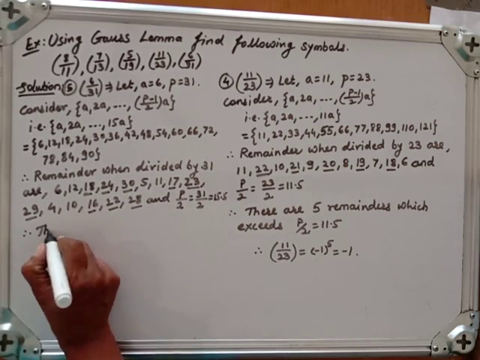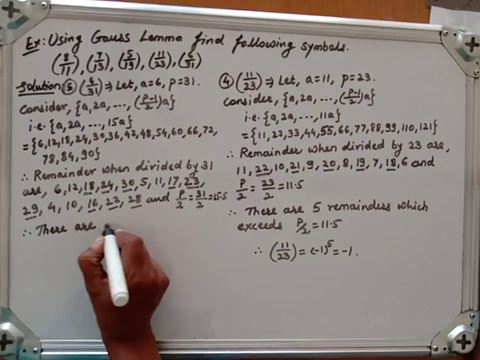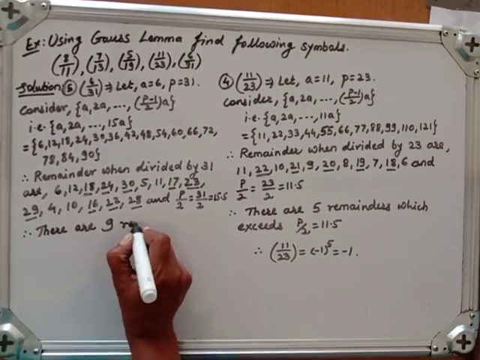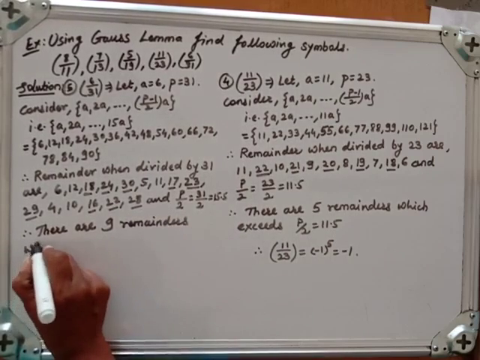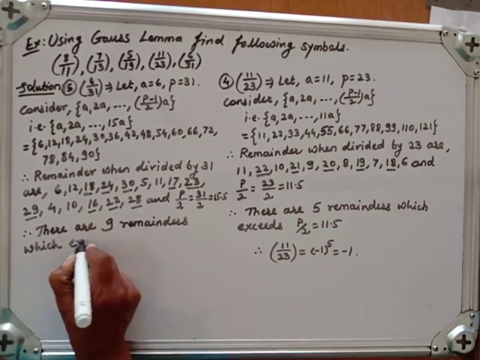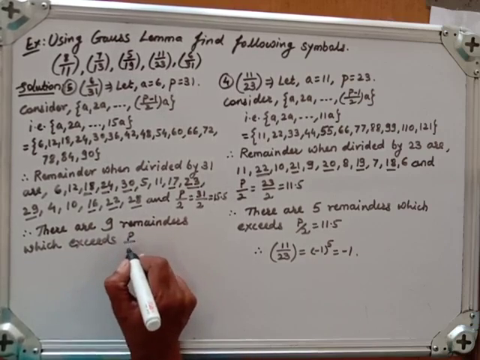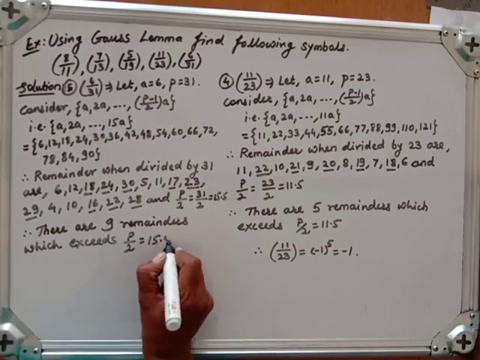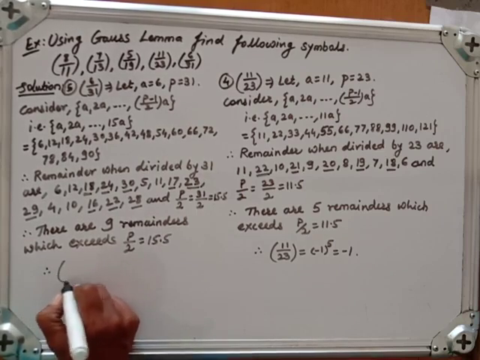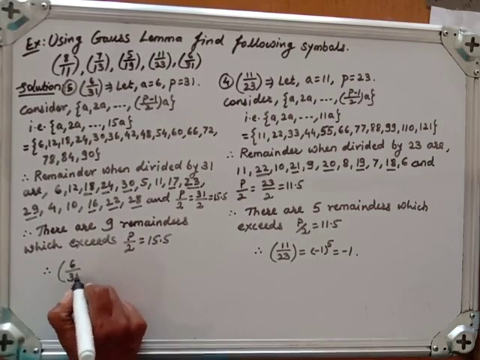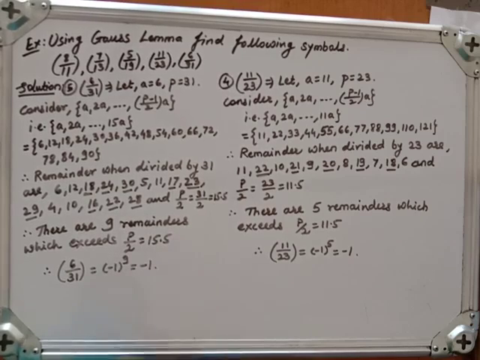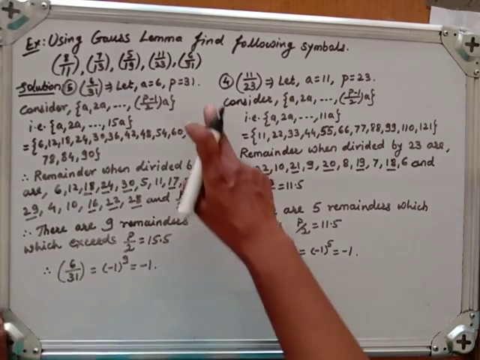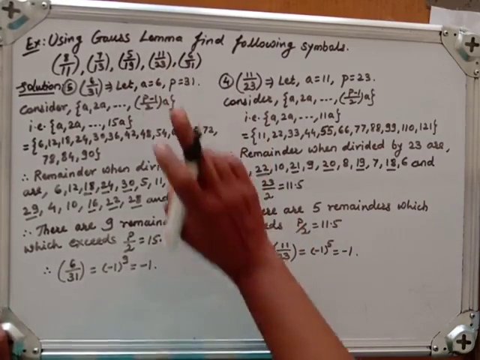So, what can we say? There are 9 remainders which exceed p by 2, that is 15.5. Therefore, this Legendre symbol (6/31) is equal to (-1)^9, and that is nothing but -1. As such, we can find out these symbols using Gauss lemma.